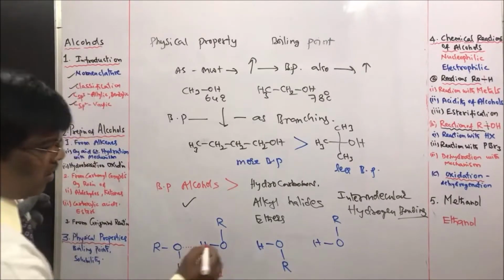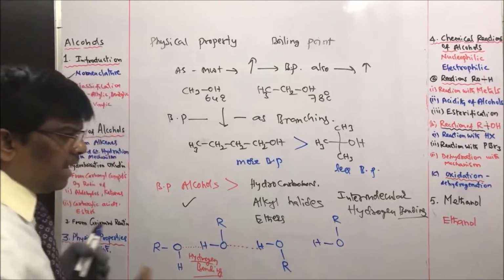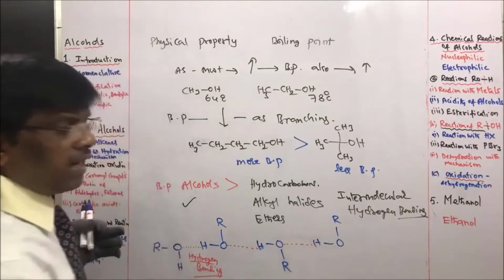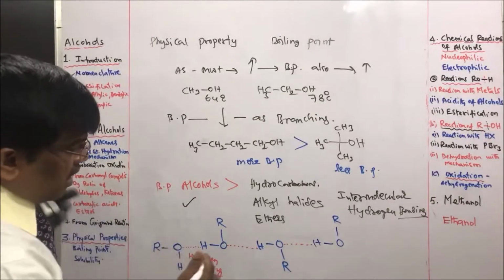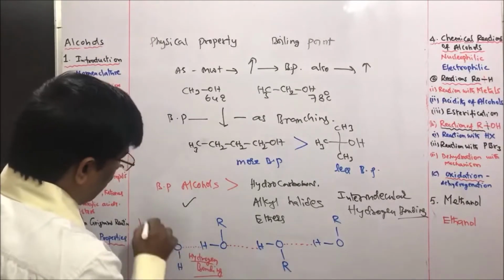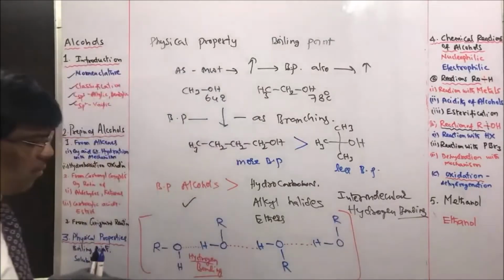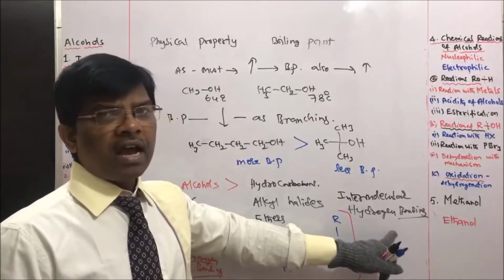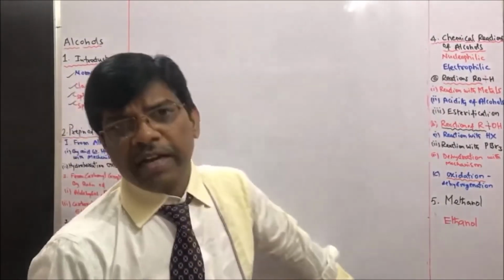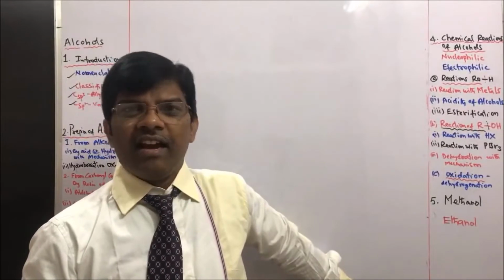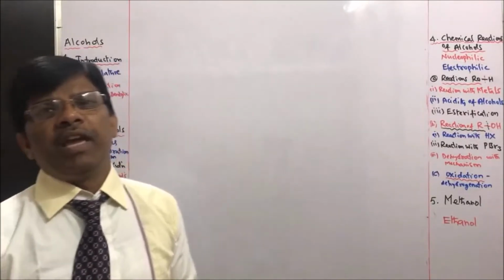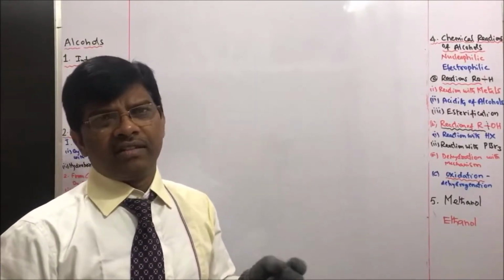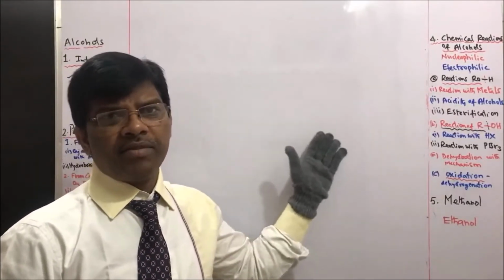Because of this intermolecular hydrogen bonding, these molecules are tightly close to each other and systematically packed, and the van der Waals forces also play a role, so the boiling point increases. So the boiling point of alcohols is higher than these compounds because of intermolecular hydrogen bonding. And what about melting point? If the alcohol is solid, its melting point is going to be higher than that of hydrocarbons and ethers. Most alcohols are liquids, so that is why I have been explaining in terms of boiling point.